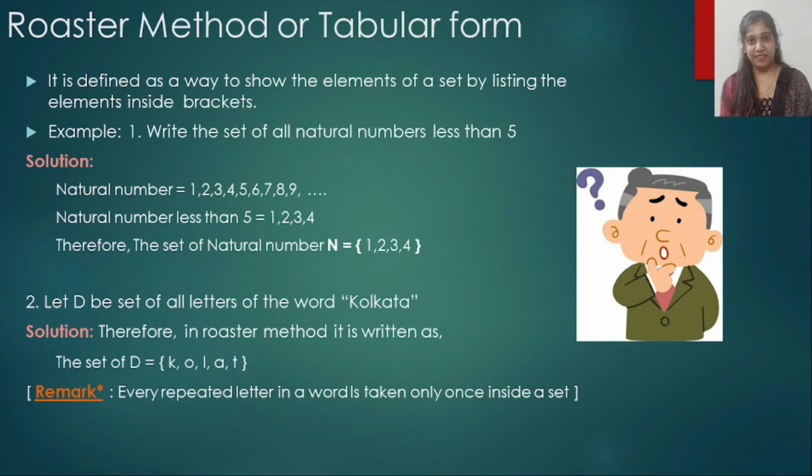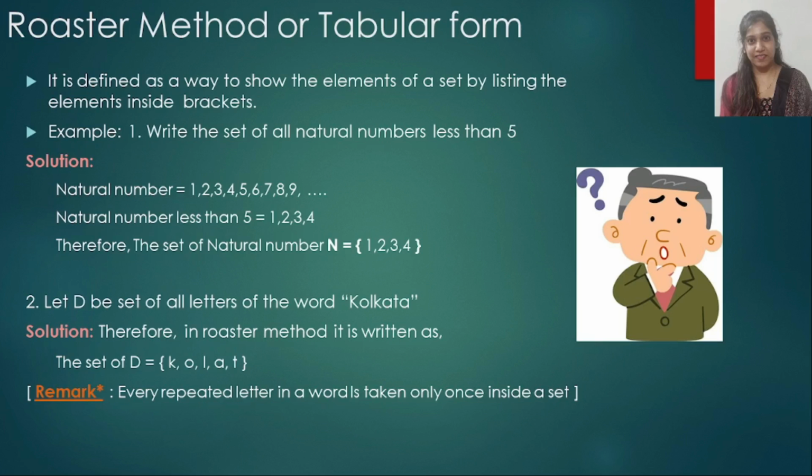Now let us take an example of the roster method. A is a set of all even numbers less than 15. Very nice, children. Well tried. Good work.